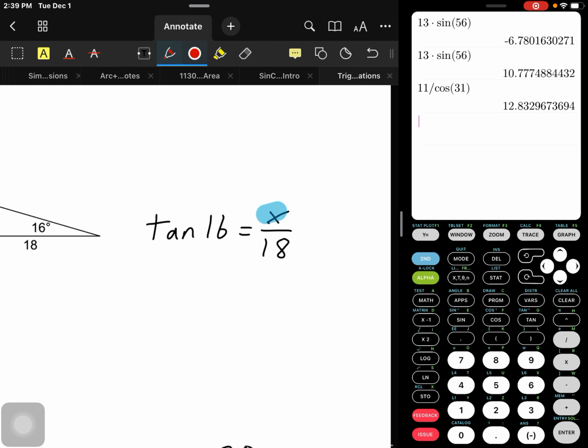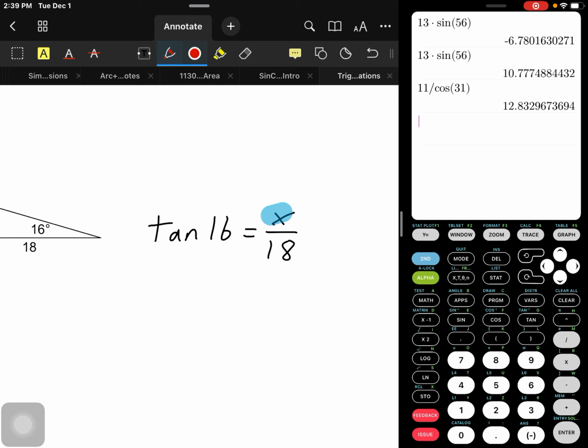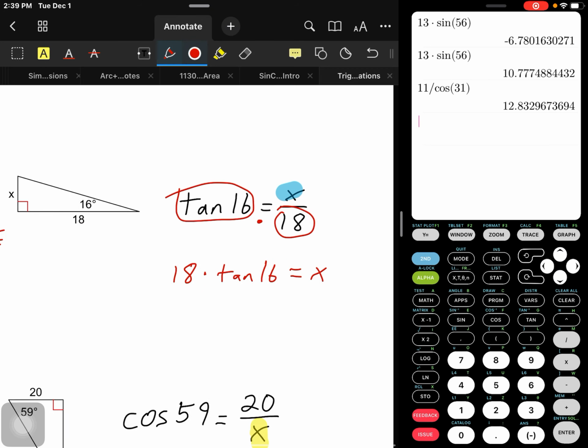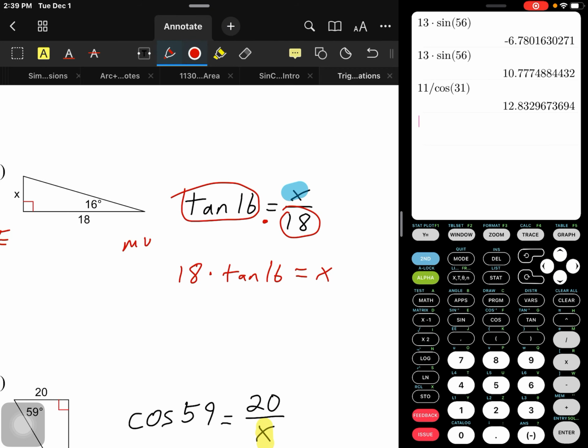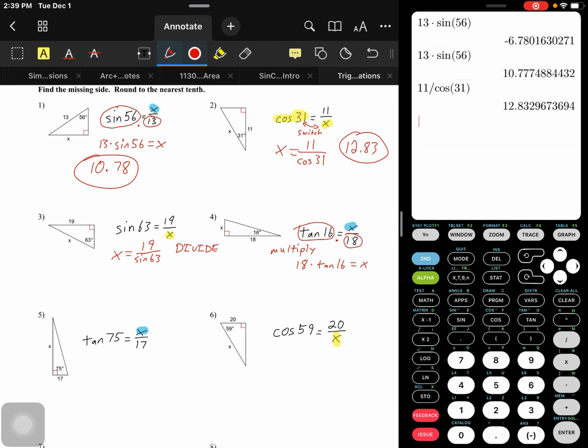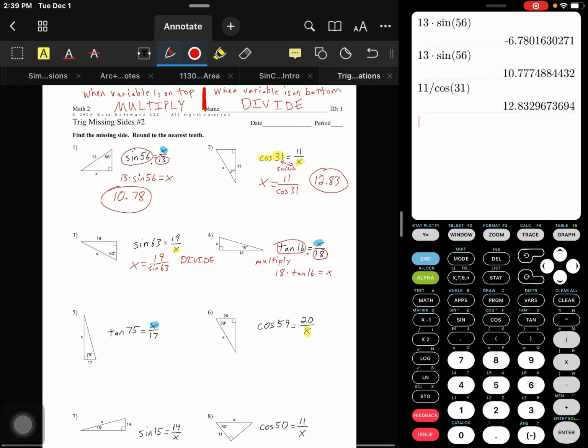Number 4, the variable is on the top. You just multiply this with this. So 18 times tan of 16 equals X, and you multiply. Okay? Finish up the page. Write down everything. Finish up the page. Submit it to the assignment.